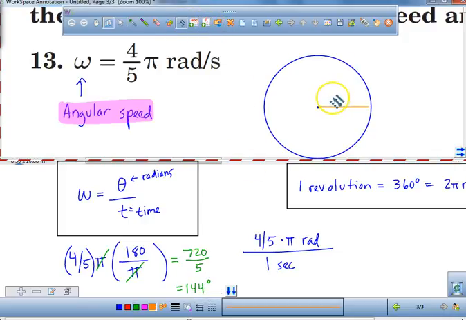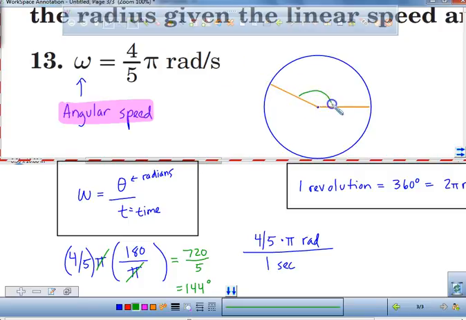Now, what does that mean? That means every single second, how far does it go? It goes from here to about there. It's not 145, it's 144. So right now, in degrees, what would theta be in degrees? 144. What is it in radians? 4/5 times pi.